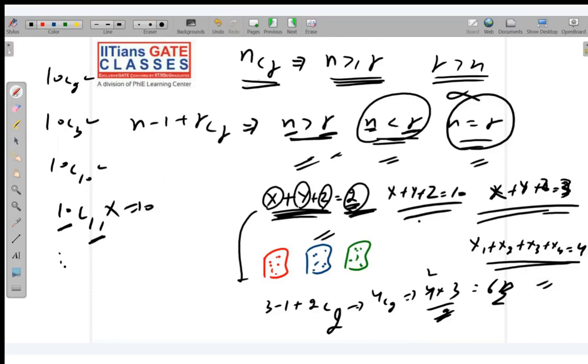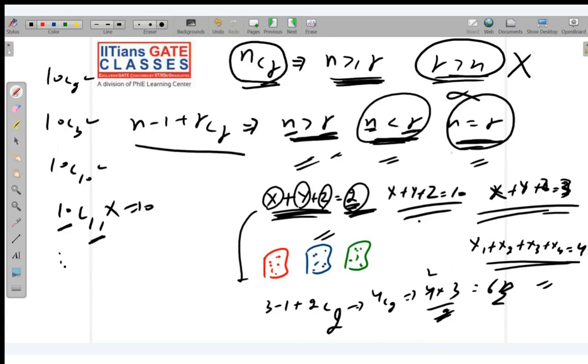So the basic scenario is this, it has been asked in GATE. Okay, so in nCr, n should be greater than or equal to r, but r greater than n is never possible. But in n minus 1 plus r C r, n greater than r is possible, n less than r is possible, n equal to r is possible. There is no relation between n and r. I hope I have made the point clear. Please take a snapshot. I will jump to the next slide now.